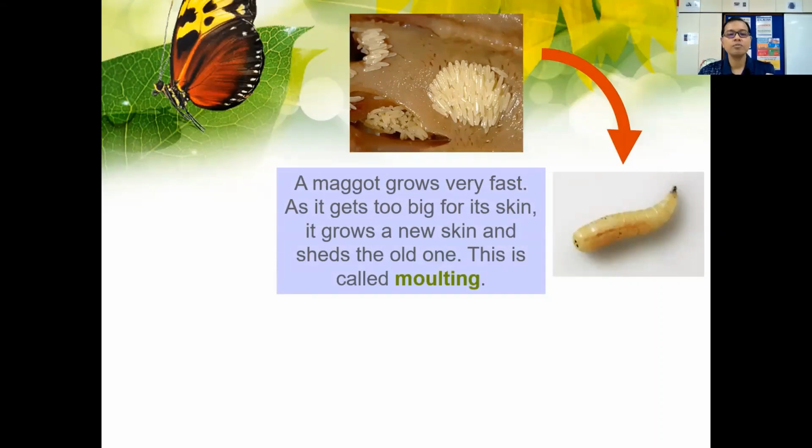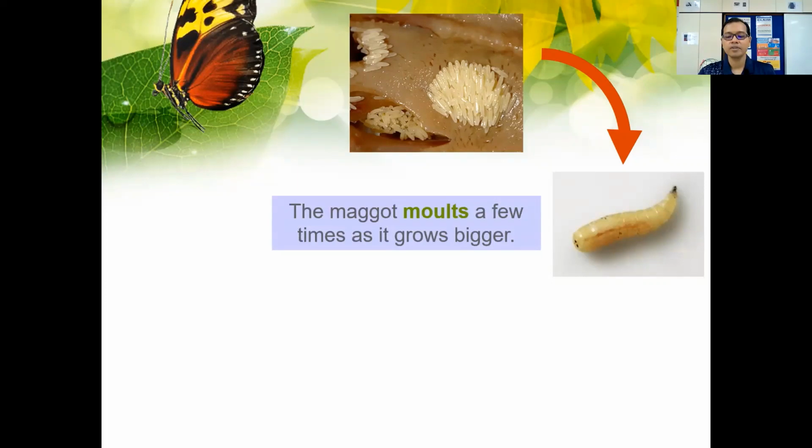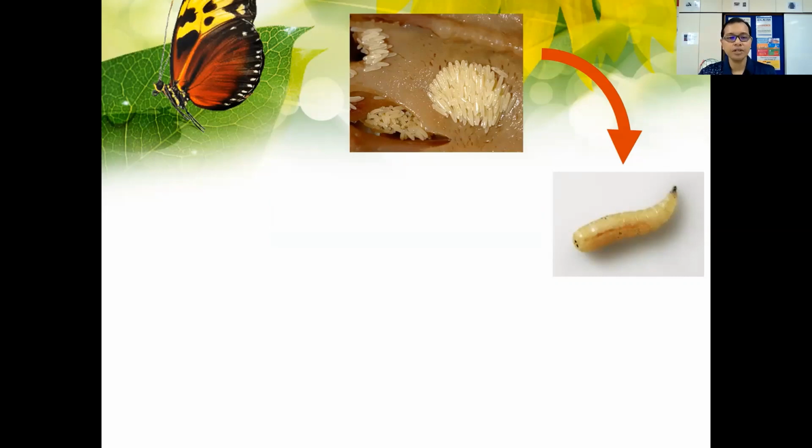And when it gets too big for its skin, it grows a new outer covering and sheds the old one. This is something that we discussed before. This process is called molting. Now the maggot molts a few times as it grows bigger. As we have discussed before, the hard outer covering does not grow. It is like a shirt which does not really stretch. So as the creature grows bigger and longer, it will need to remove its hard outer covering. That process is called molting.